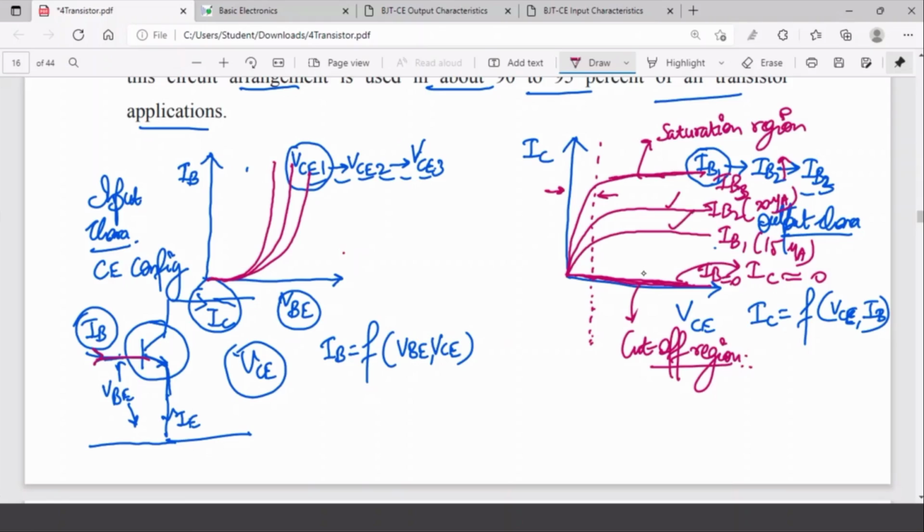Similarly, you have to get VC1 and VC2, VC3 and VC4. So four curves you have to get here. This is for VCE 1 volt, VCE 2 volt, VCE 3 volt and VCE 4 volt. Is it clear to everyone? Is it clear to all what is required in this experiment as part of the plotting of graphs?